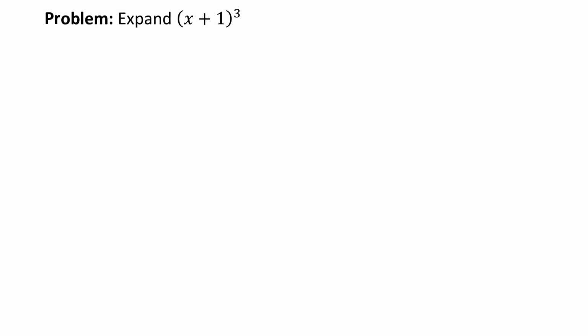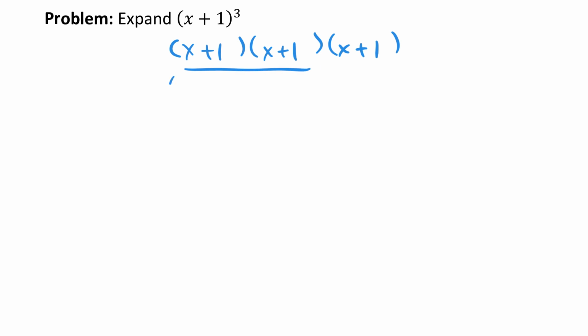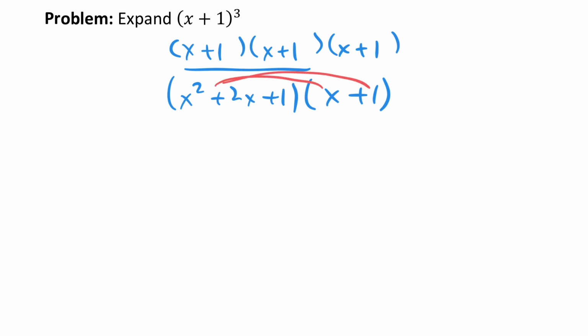Now, this is a little trickier because we're going to have three terms, and we can't just FOIL them like before. You're going to have to look at the first two terms on their own. Now, this gives us x squared plus 2x plus 1. And then you have to expand that out with the last term. So one way to do this is to take the x squared into both of these.